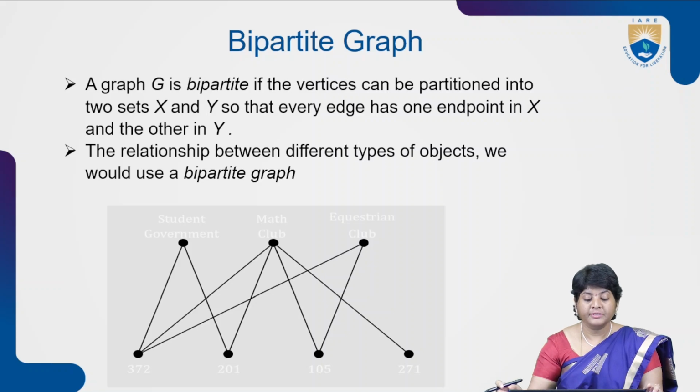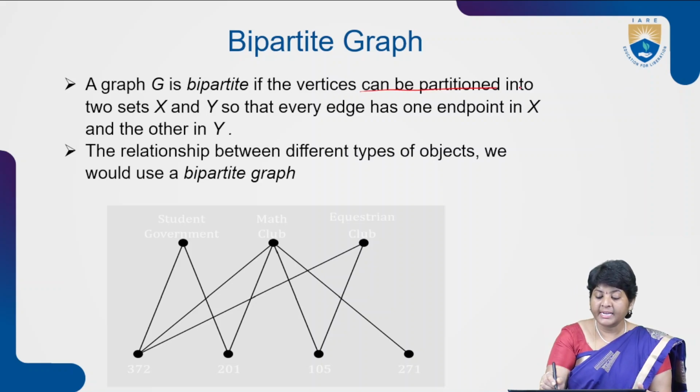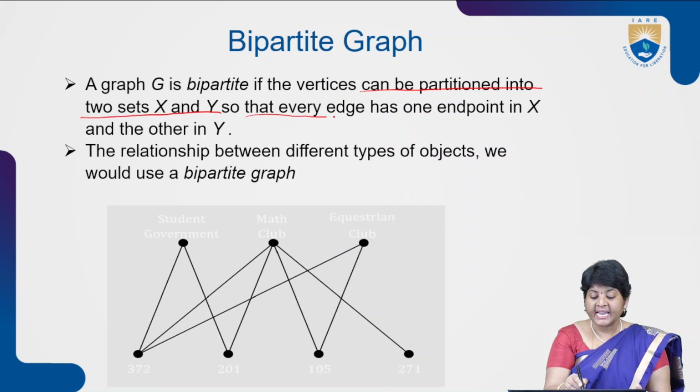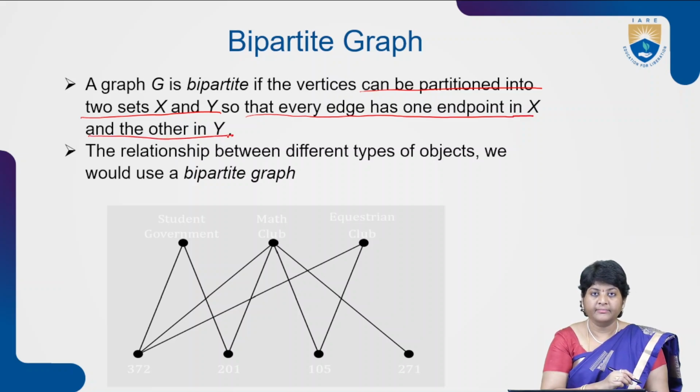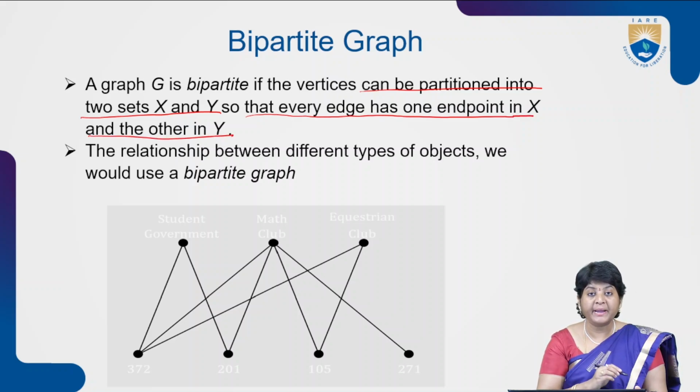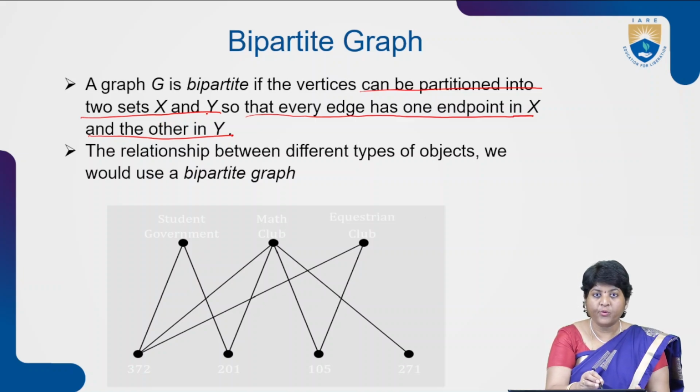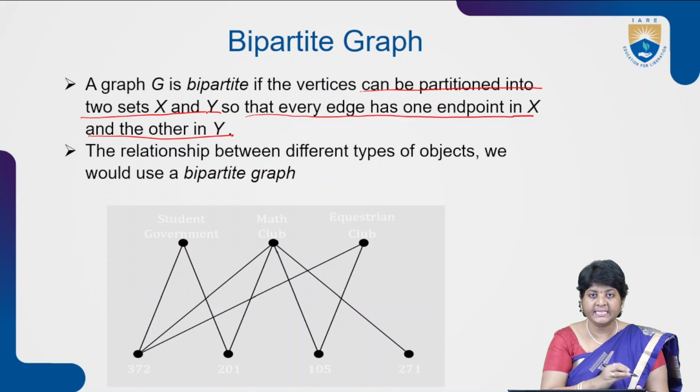And next concept is bipartite graph. So a graph G is bipartite if the vertices can be partitioned into two sets X and Y, so that every edge has one endpoint in X and the other in Y. Then we will say it is bipartite. Bi in the sense two. So here X is one set and Y is second set or another set.